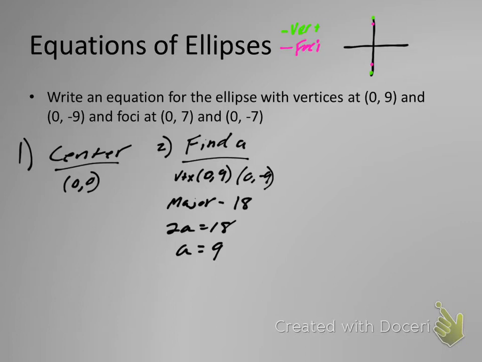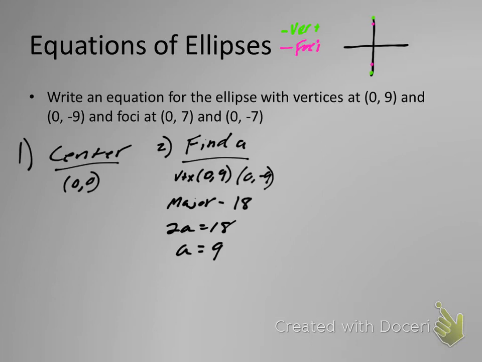What did you do with those numbers? Like the major? Yeah, the length between your two vertices. Okay, 9 units up, 9 units down. Everybody good? Everybody's still good.